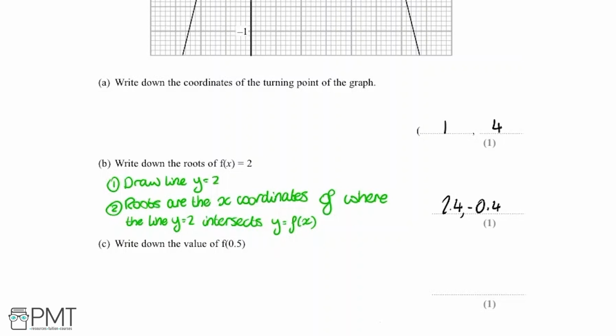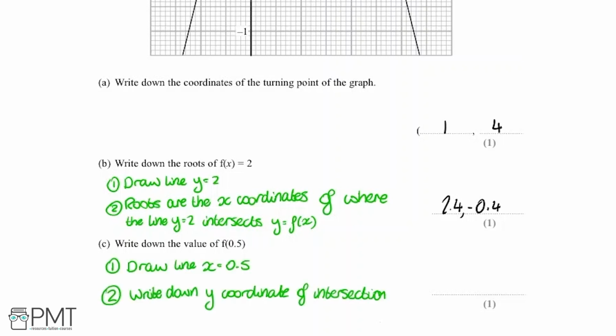Last but not least, part C says we need to write down the value of f of 0.5. So here are the 2 steps we're going to use for this question. So firstly, we're going to draw the line x equals 0.5, because we write down the value of f of 0.5. And then for the second step, we're going to write down the y coordinate of the intersection, because this is going to be the value of f of 0.5.